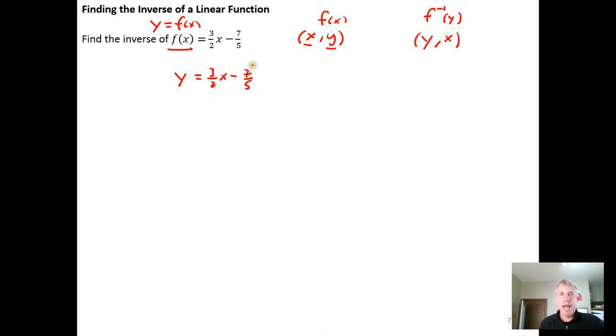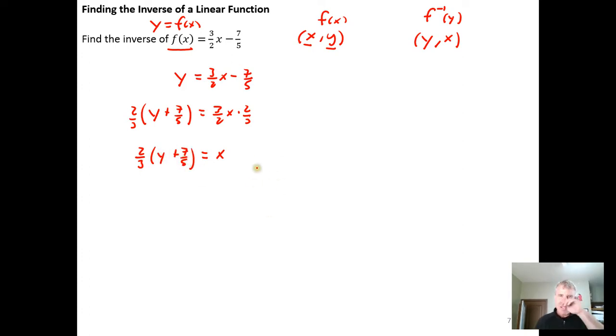So I start by adding 7/5 to both sides. y plus 7/5 equals 3/2 of an x. And then we multiply both sides by 2/3, because when we multiply by a reciprocal, we get 1. And whatever I do to one side, I do to the other. So 2/3, the reciprocal of 3/2, times 3/2 equals 1. 1 times x is just 1x, and we have 2/3 of y plus 7/5.